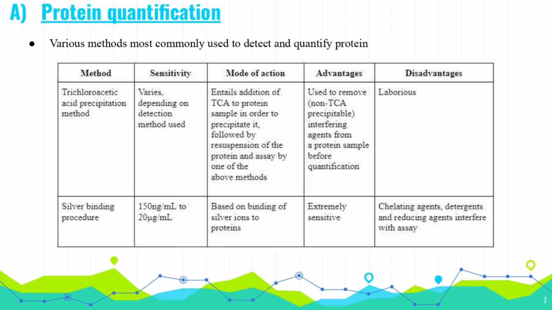spectrophotometry method. Advantages: used to remove non-TCA precipitate interfering agents from the protein sample before quantification. So these are the advantages. And the disadvantage is that it is a laborious method.